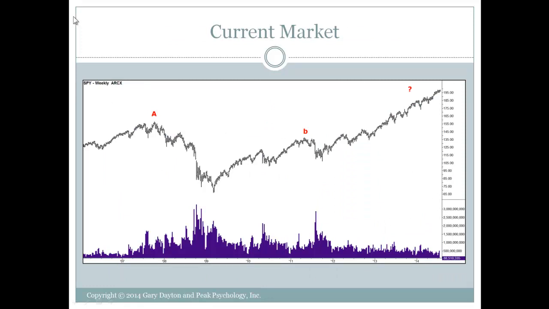Okay, so here's the current market. Here's the S&Ps. I use SPY for that, for the S&Ps, and here's the 2007 top. Put that in. And the 09 bottom. And then we had this little top, which wasn't really all that much, but the 2011 hiccup here with the credit default. This was the flash crash here.